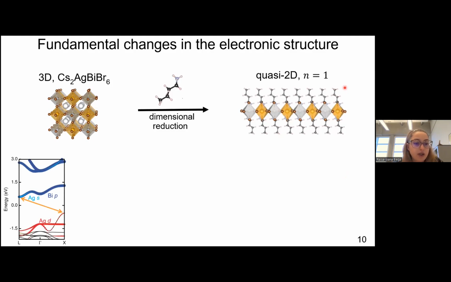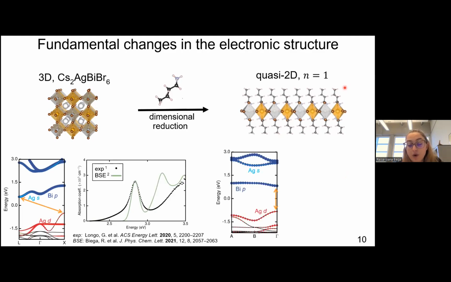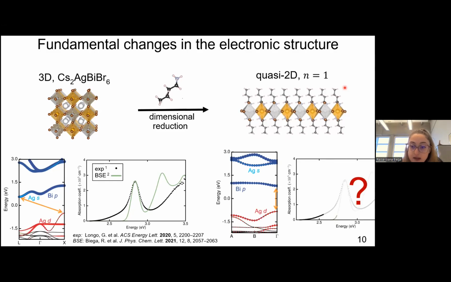So now for the 3D, we saw the band structure, we saw the absorption spectrum. We know that for the 2D case, the band gap changes from indirect to direct, and this should affect the excitonic properties as well. And the question is, how does it affect the excitonic properties?